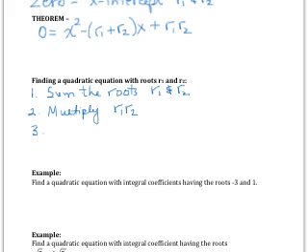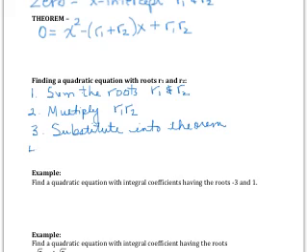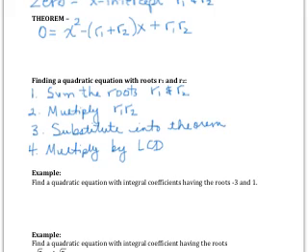Three, we are going to substitute into the formula or the theorem, and then last we're going to multiply by the LCD so that all of our coefficients are integers. That's our goal.